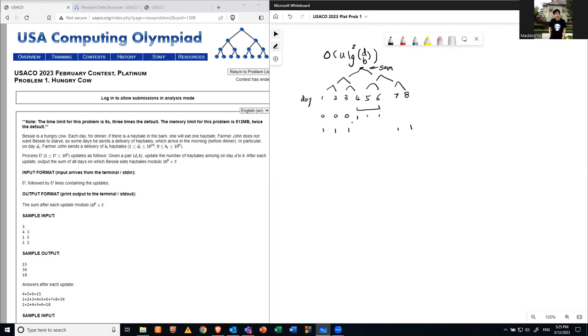Then in the third case, day one is actually not 5 anymore, it's 2. It says update the number of hay bales arriving on day D to B. So it's not this anymore, so we need to take this out. Instead of updating it to here, I need to update it to a different case, which is 1, 1, and this is 1, 1, 1. So it's days 1, 2, 4, 5, 6. So I need to somehow remove this and then add this back.